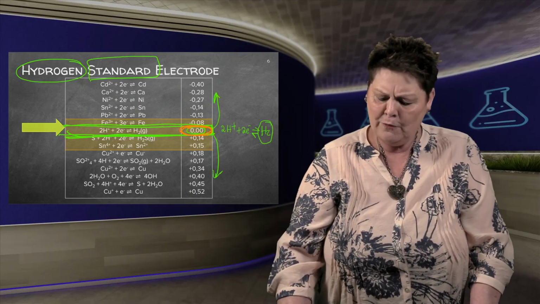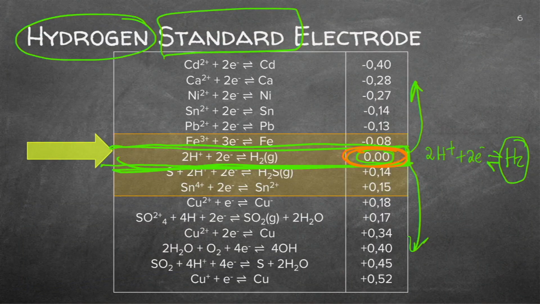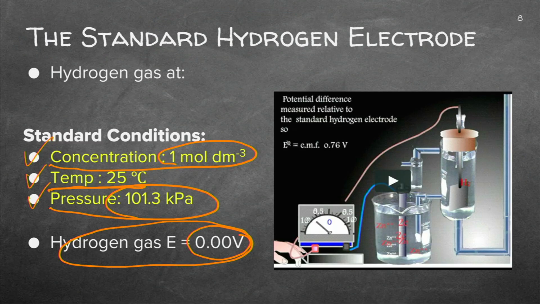Now, if we have a look at the hydrogen, it is in the middle there, and it can either be an anode or a cathode. In this diagram again, can you see here?